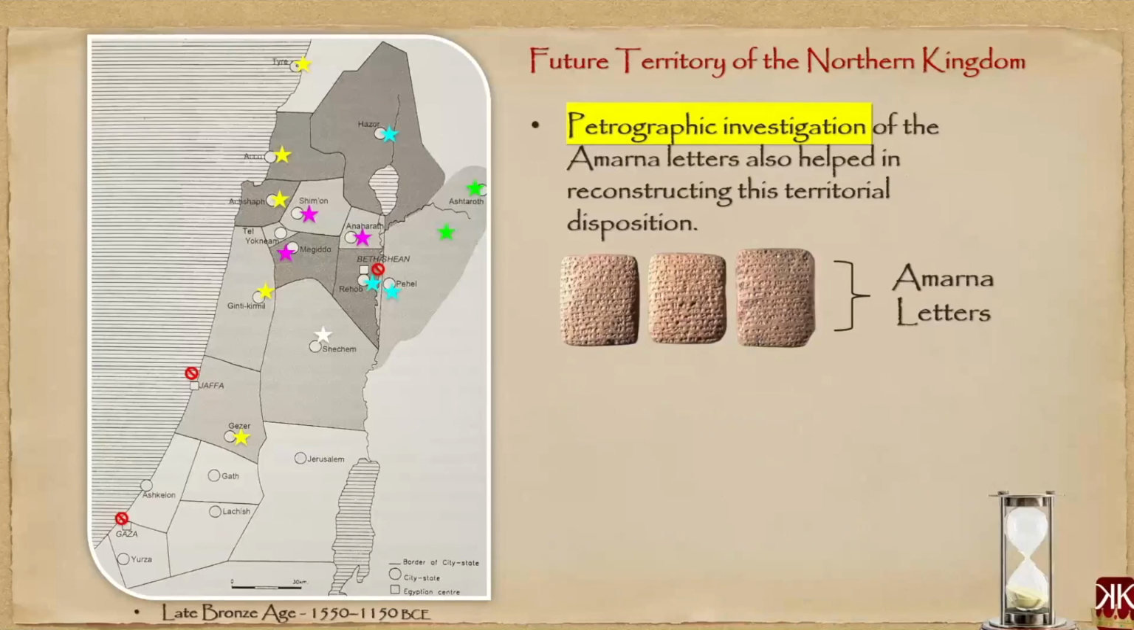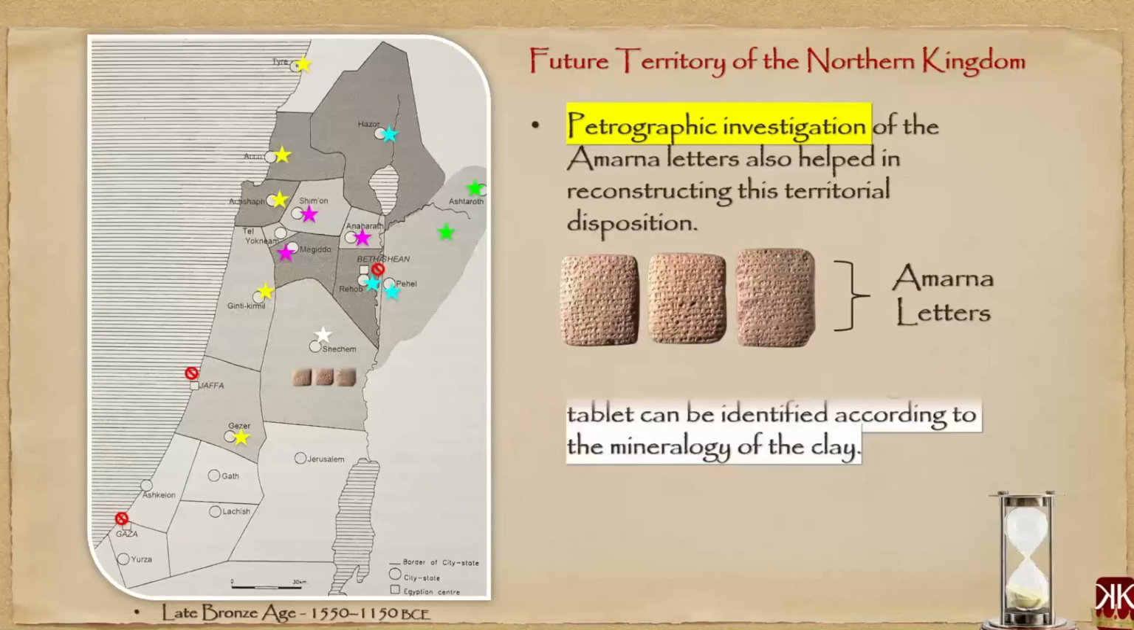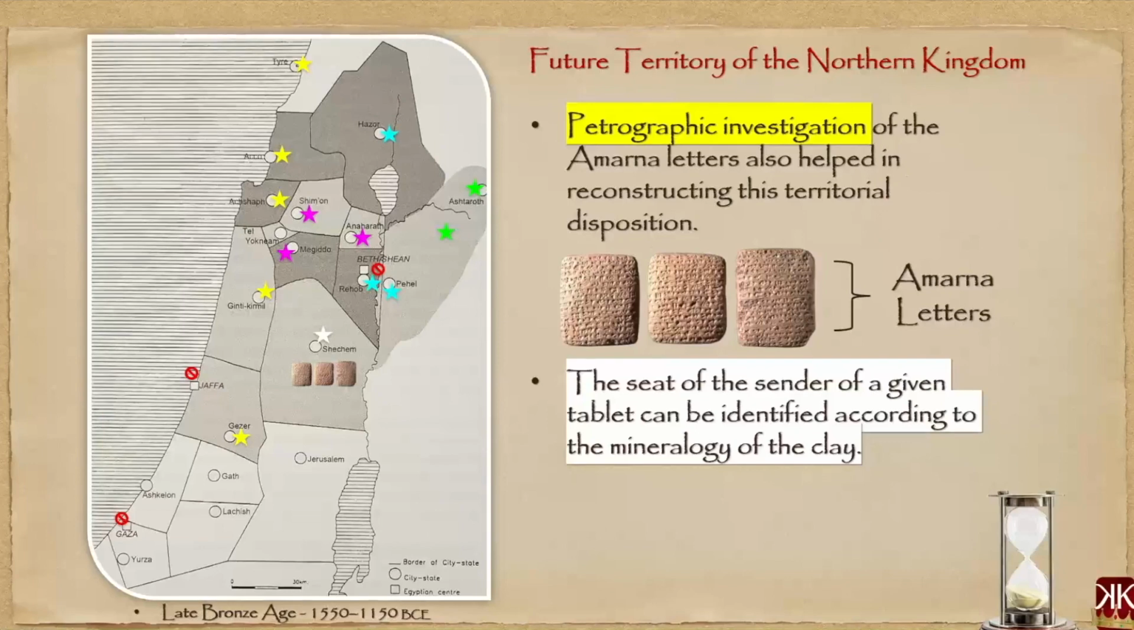What archaeologists did was what we call a petrographic investigation. You take a tablet from the seat of the sender of that tablet, and then you look at the mineralogy of the clay. So let's say we get a tablet from Shechem. We take the soil of Shechem and then we do mineralogical analysis on both the tablets that came from Shechem and the soil that we've taken from Shechem, and we see if they match.